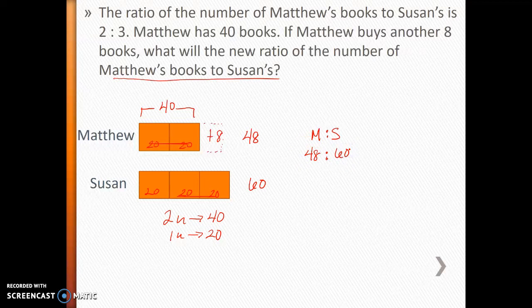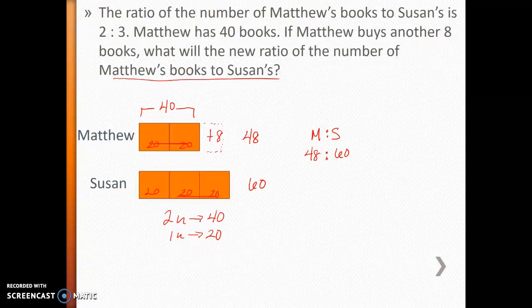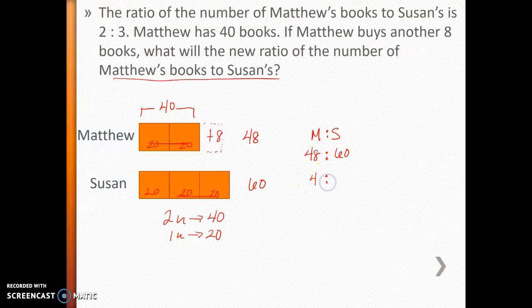Now, obviously, we need to simplify that ratio, right? So let's divide both of those by the greatest common factor. I don't know. Let's go with 12. 48 divided by 12 is 4, and 60 divided by 12 is 5, and that's going to be our answer. So the new ratio is 4 to 5.